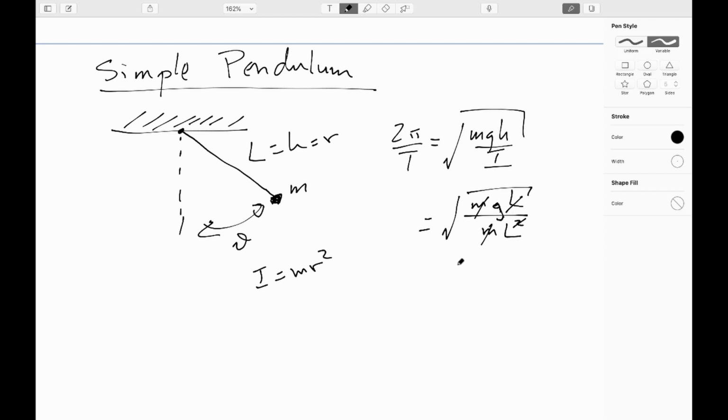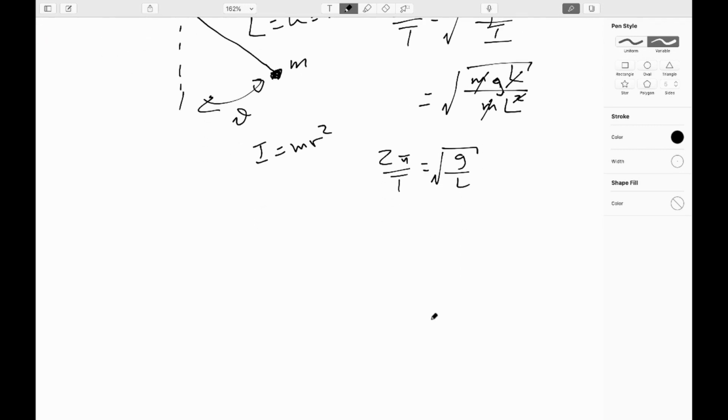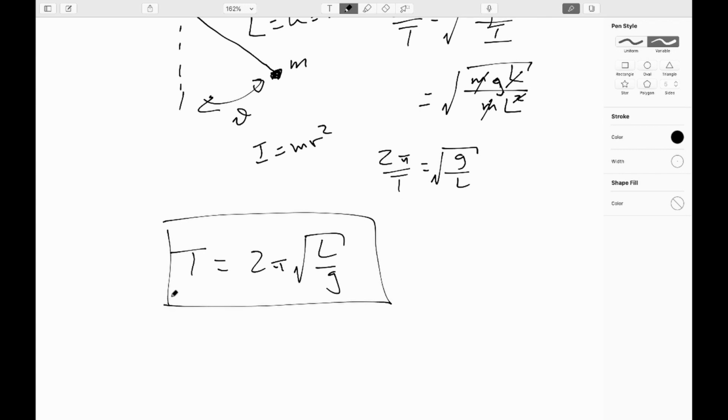And then we cancel out. We get that 2 pi over T is equal to root g over L. And here, let's go to the effort to get T all by itself. So this is going to involve a little cross multiplying. You'll get that the period is 2 pi root L over g. So the period of a simple pendulum depends only on two things: the length of the string and the gravitational field strength of the planet you're on.